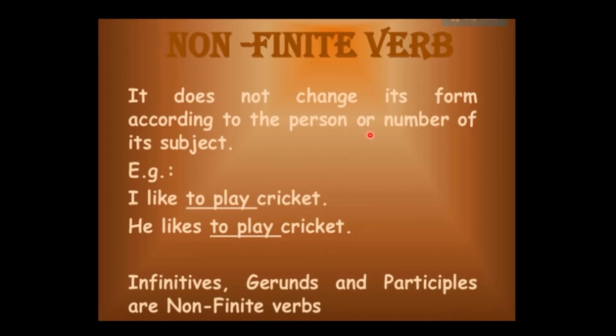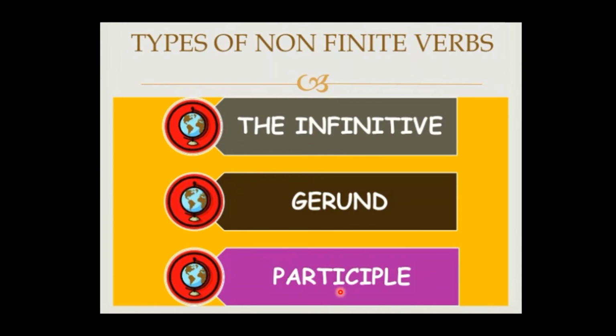It doesn't change its form according to the person or number or subject. Again, see the example. I like to play cricket. She likes to play cricket. Again, this to play has not changed itself with I or she. So you see that there are three kinds of non-finite verbs: infinitives, gerunds, and participles. As I have told you, non-finite verbs are further categorized in three categories: the infinitive, the gerund, the participle. Now let's discuss all these three.